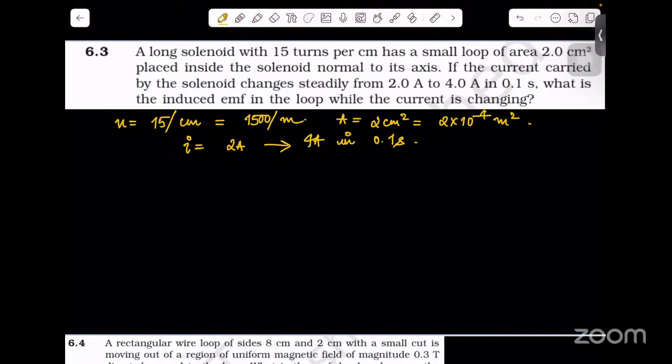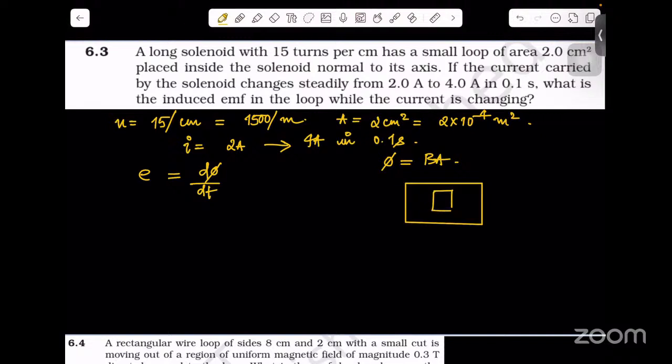Okay. So the induced EMF is the magnitude of d phi upon dt. Okay, and here this phi is the magnetic field times the area, because if this is the solenoid, if I draw the figure, okay, solenoid is wrapped around this material, let's say, okay, and inside that I am having a loop.